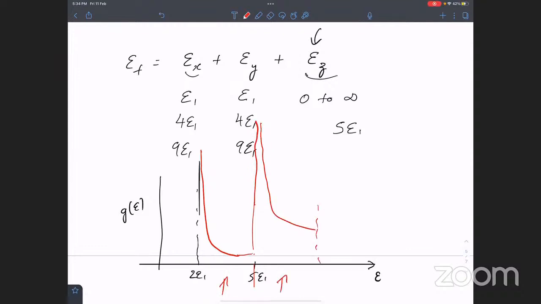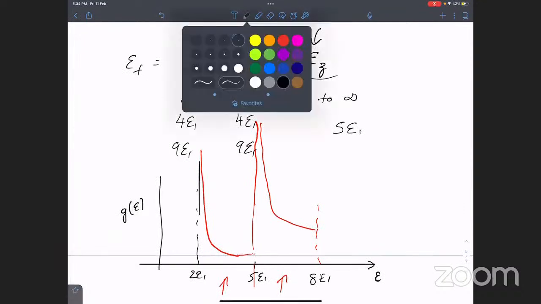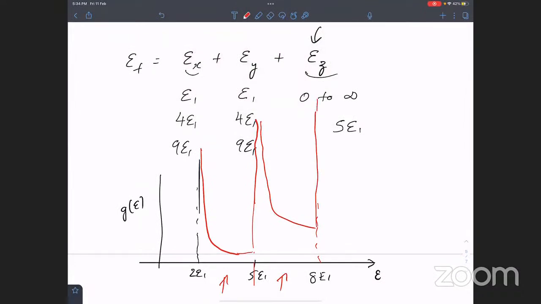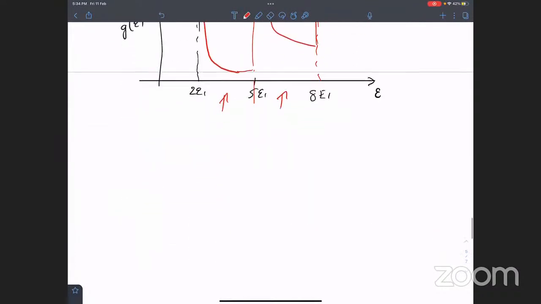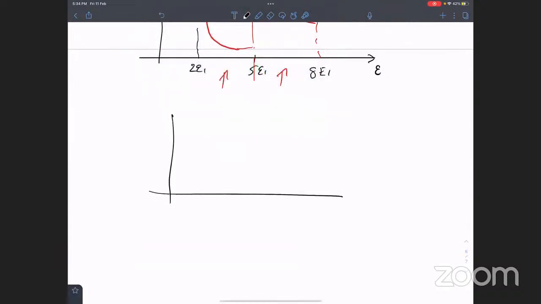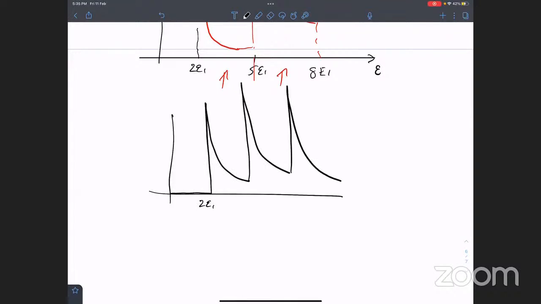Next, it will do that at 8E1. 8E1 will have another specialty: you'll have three times degeneracy. So it will start looking something like that. After I do this procedure, the density of states for this system looks like this. They're going to be 0 until 2E1, then they're going to do something like that, and something like that, and so on.